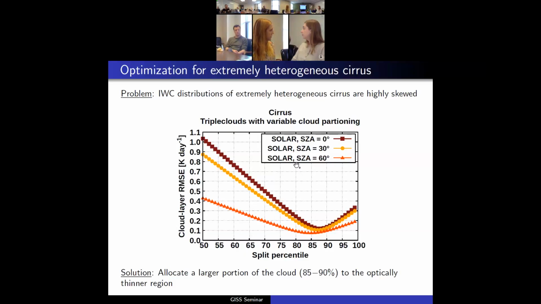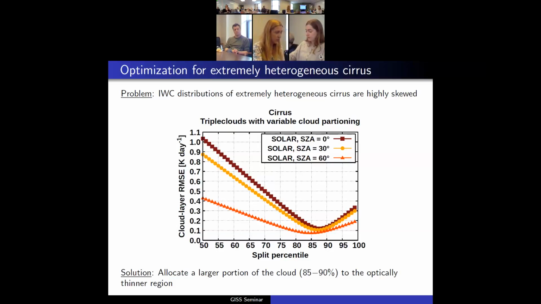And I've performed various experiments in the solar part of the spectrum, and we see that they generally have a minimum here at values between 85 and 90. So the solution in this case was really to allocate a larger portion of the cloud to the optically thinner region. No matter which kind of improved parameterizations of cloud inhomogeneity, of fractional deviation I used, I could not eliminate this problem unless I started seriously playing around with split percentile.